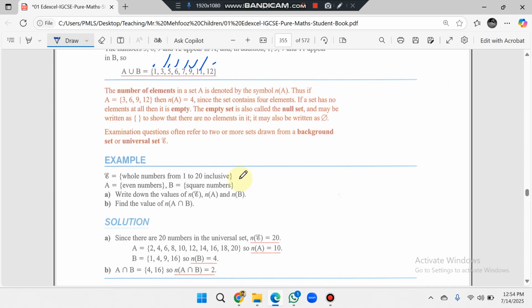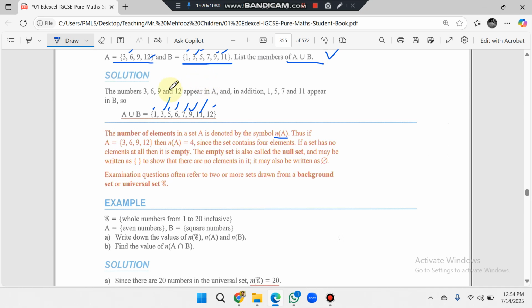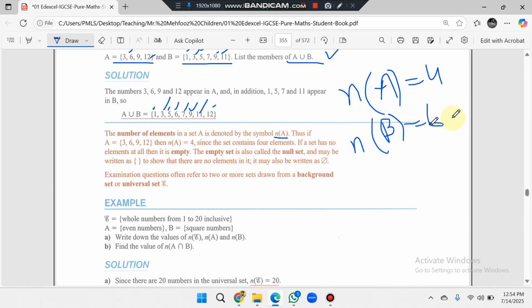So next one is the number of the elements in a set A, which is denoted by n of A, right? What is n of A? N of A in the previous example will be 4, and n of B in the previous example will be 6. Any problem? So the number of elements can be denoted by n of A. Thus, if A is equal to 3, 6, 9, 12, then n of A is equal to 4, since the set contains 4 elements.